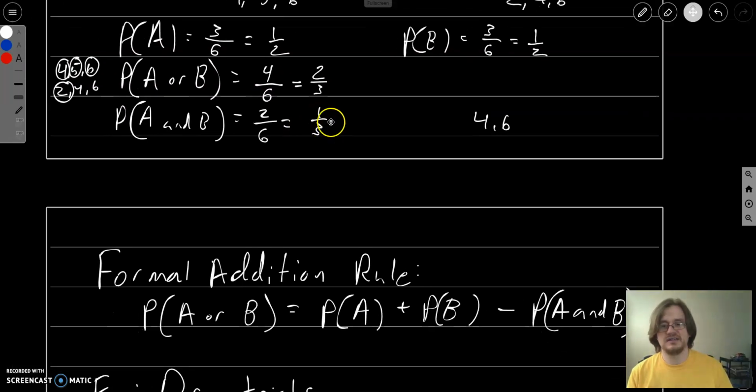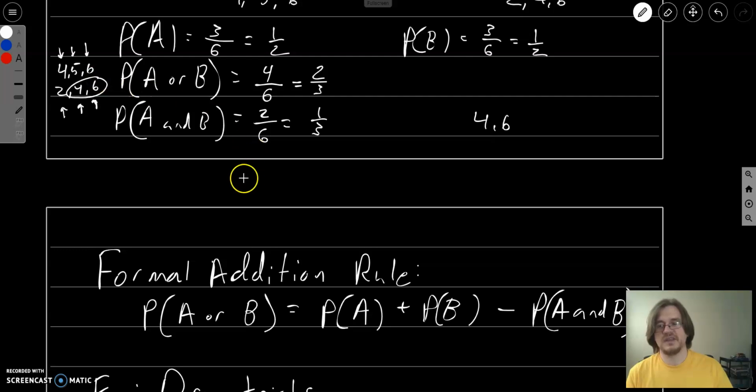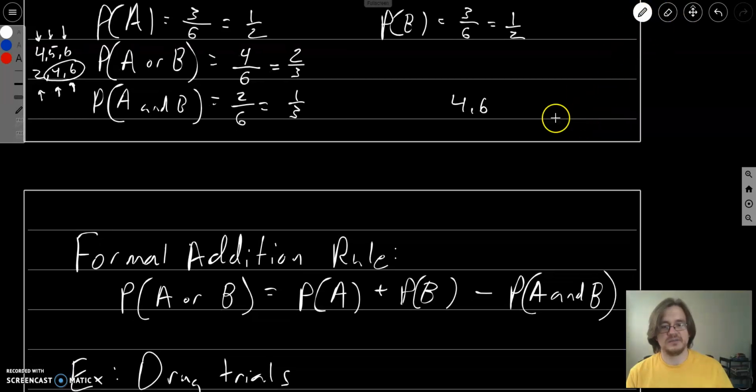If we come up to this, let me erase some of my circles here. If we count the number of ways that A or B happens, there's 3 ways for A to happen, and there are 3 ways for B to happen. But we didn't add 3 and 3 together to get that A or B happens 6 out of 6 times, because we double counted. The 4 and 6 appeared twice. So, in order to avoid double counting, if you count all the number of ways that A happens, and count the number of all the ways that B happens, we have counted those that appear both in A and B twice. So this is to avoid double counting.